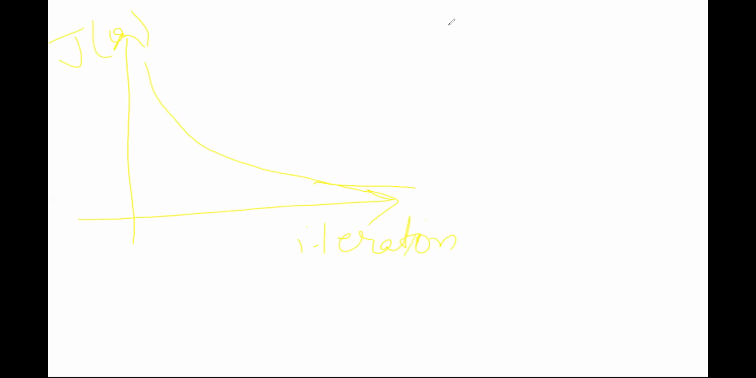Here you can see my cost function is decreasing, and at this point it is somewhat not changing much. So why run these many extra iterations when we already got almost the minimum value at this point only? Then you just take that point.